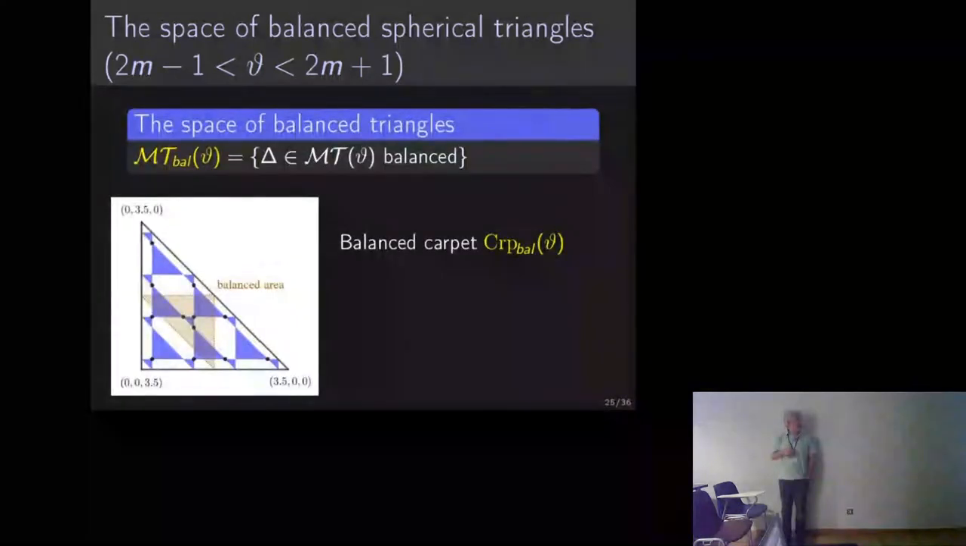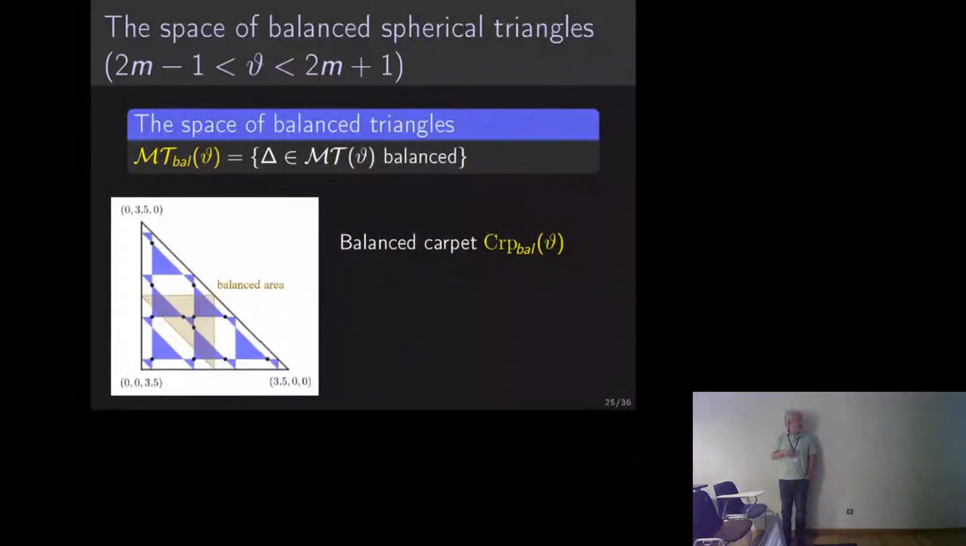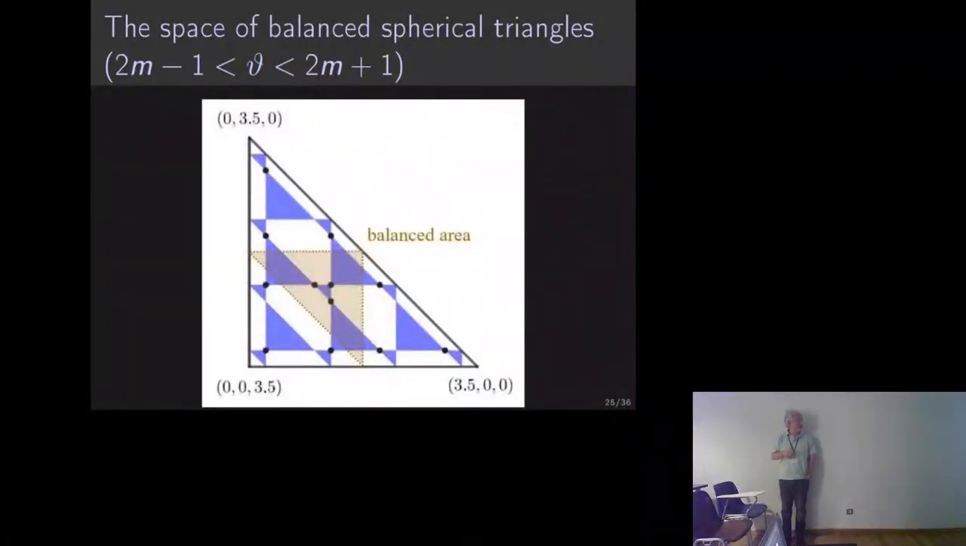So maybe let me see if I have a bigger picture. Yeah. So this was, you remember, these blue ones were making the space of the carpets. Now, if we had the balance condition, here is a bit too light, but this is an inequality that theta 1 must be smaller than theta 2 plus theta 3, so it's highlighting a region here, which I don't know if you can see.